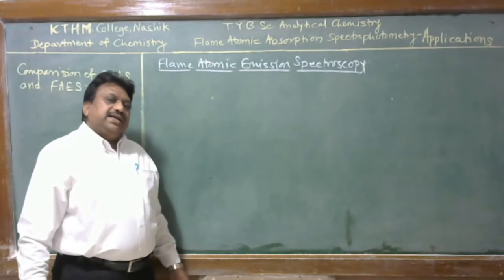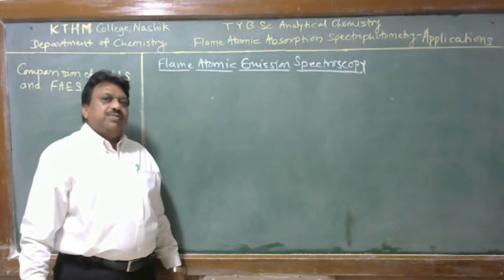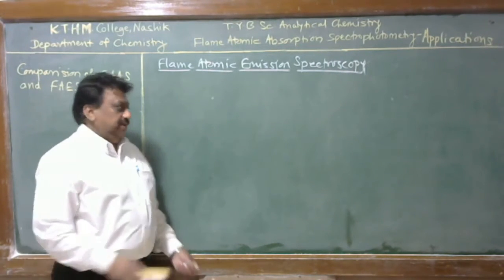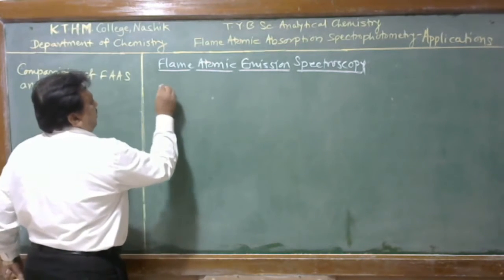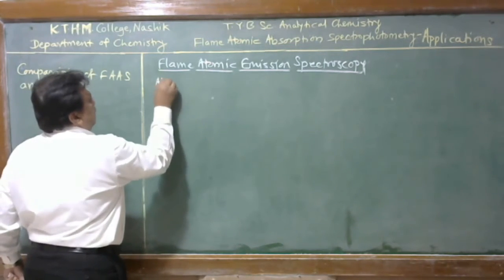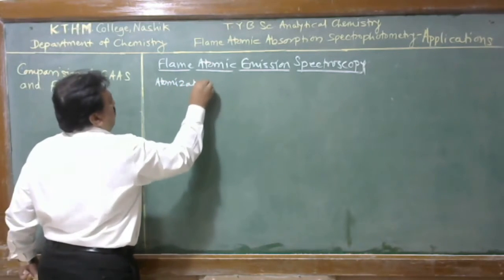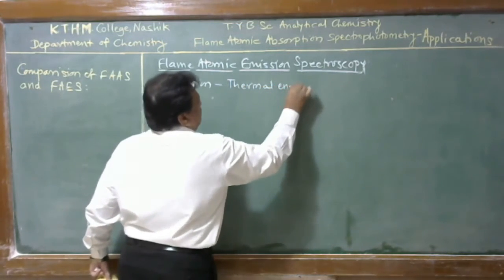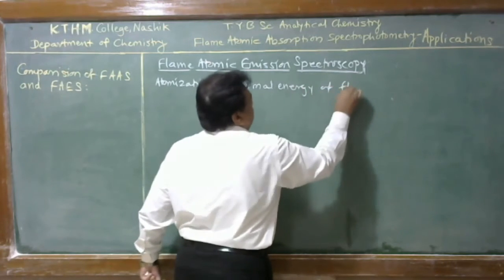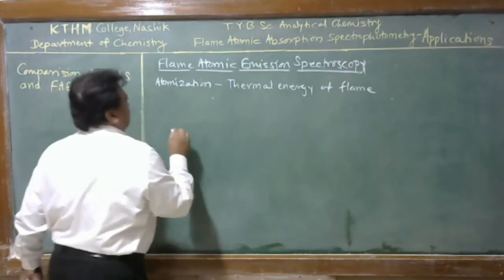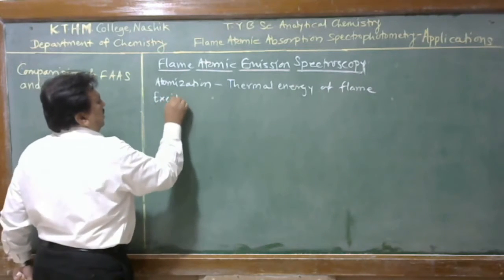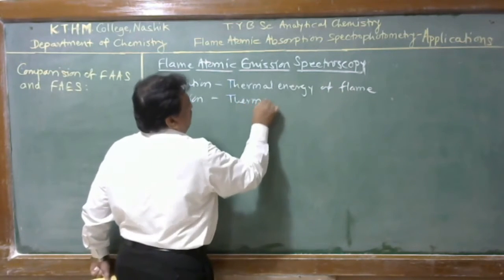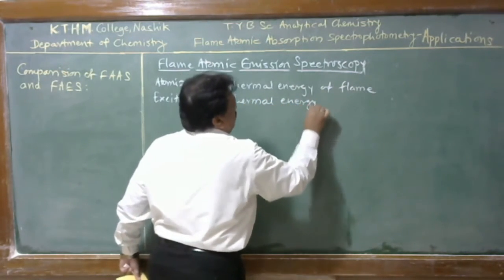Student, with different analytical parameters we can discuss first the atomic emission spectroscopic method and then the atomic absorption spectrophotometric method. We know that plain atomic emission spectroscopy is a branch of atomic spectroscopy in which atomization of the sample is carried out by using the thermal energy of the flame. In this case, the sample is also excited by using the thermal energy of the flame.